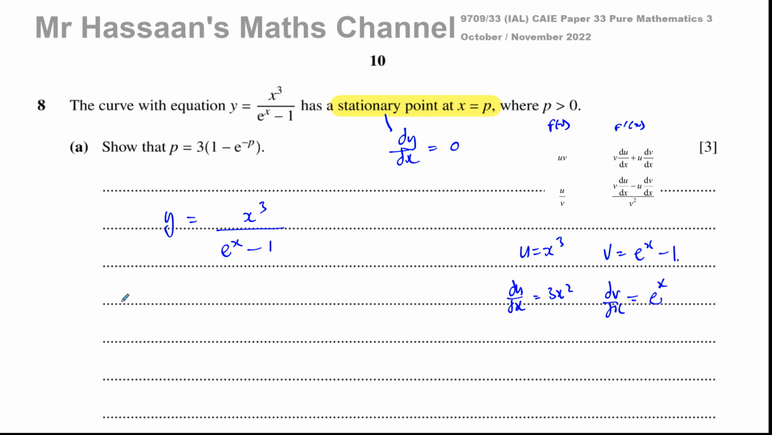Now we follow this pattern for differentiation. So dy/dx is equal to v times du/dx, which is 3x squared times e to the power of x minus 1, and then minus u times dv/dx, so x cubed times e to the power of x, all over v squared, which is e to the power of x minus 1, all squared.